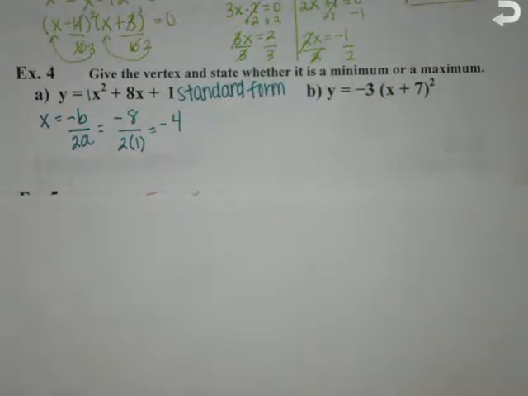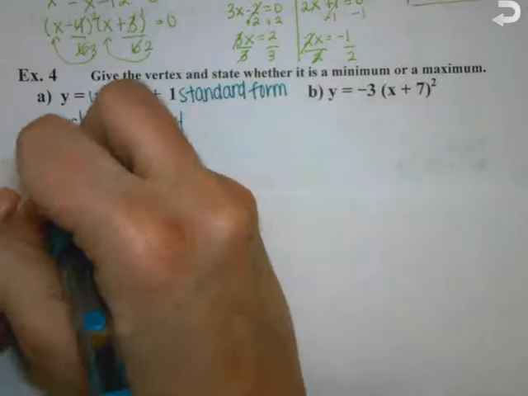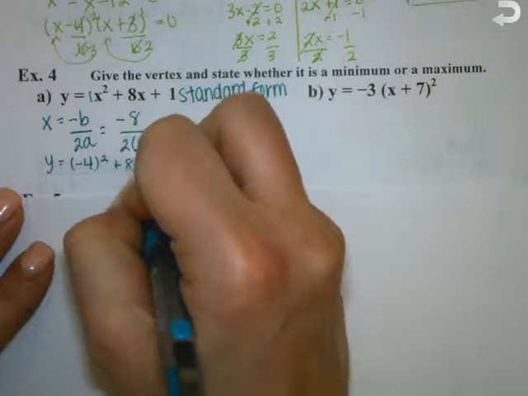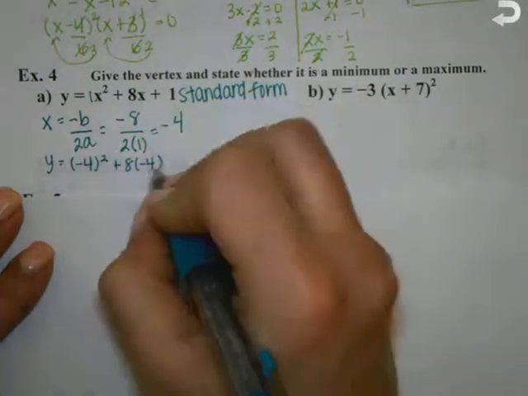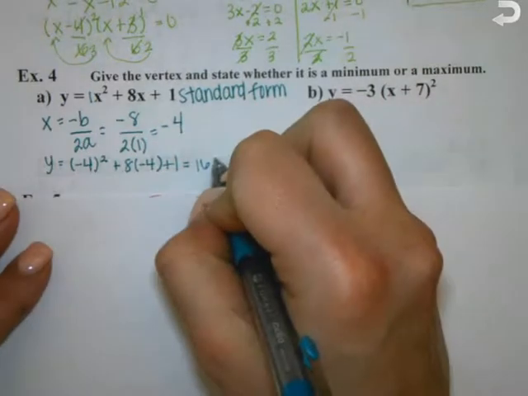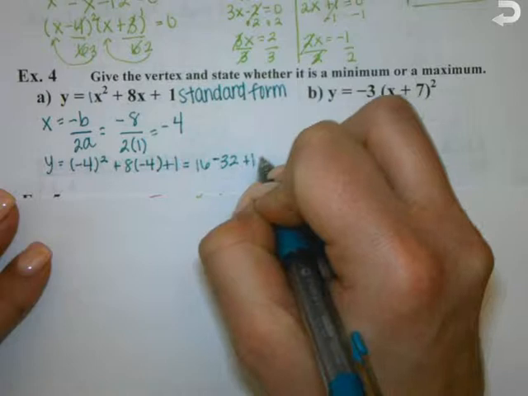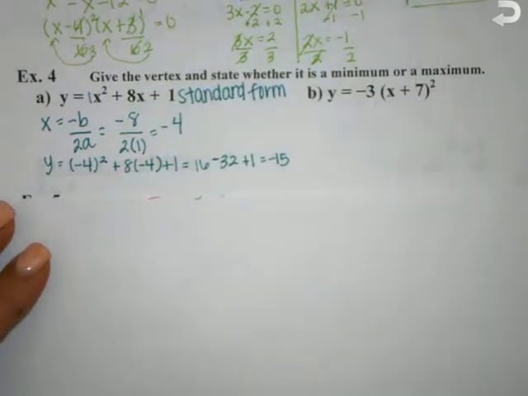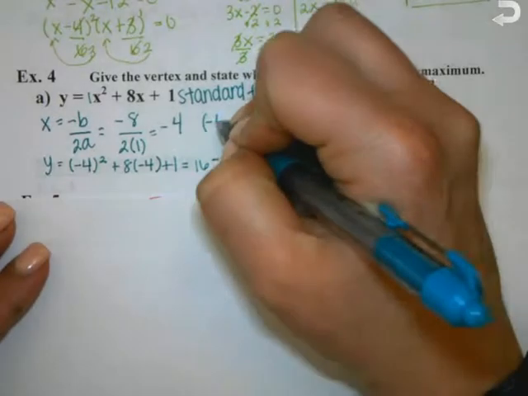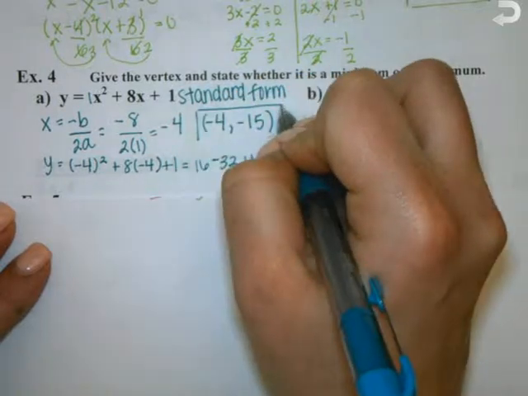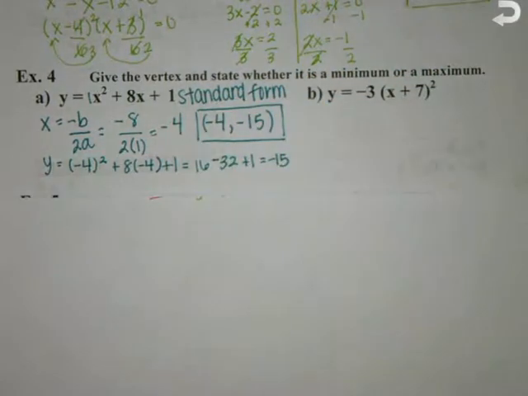Plug it back in. So let's plug it in really quick. Y equals negative 4 squared plus 8 times negative 4 plus 1. So that gives me 16 minus 32 plus 1, which all comes out to negative 15. So my vertex is the point negative 4, negative 15. The vertex is either the highest point or the lowest point on the parabola, or the same point where the line of symmetry goes through.